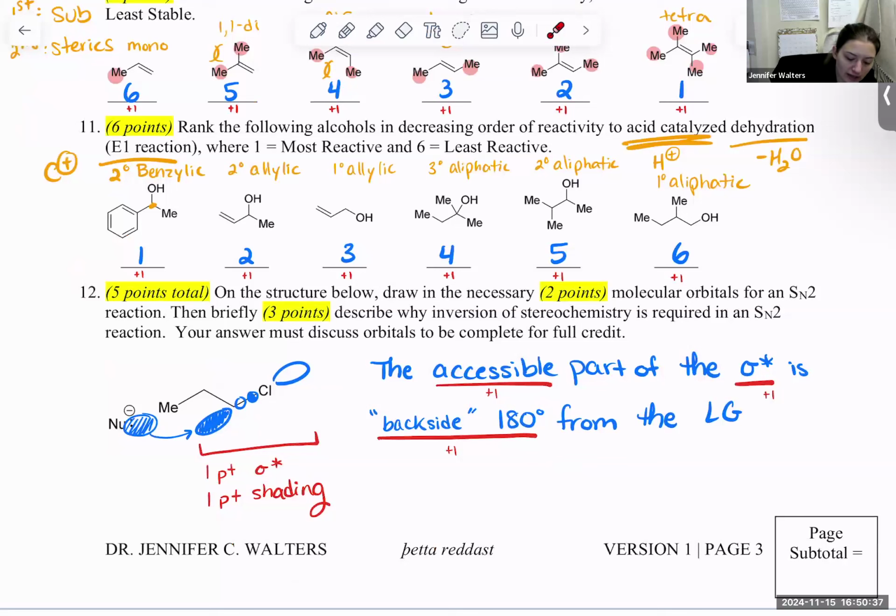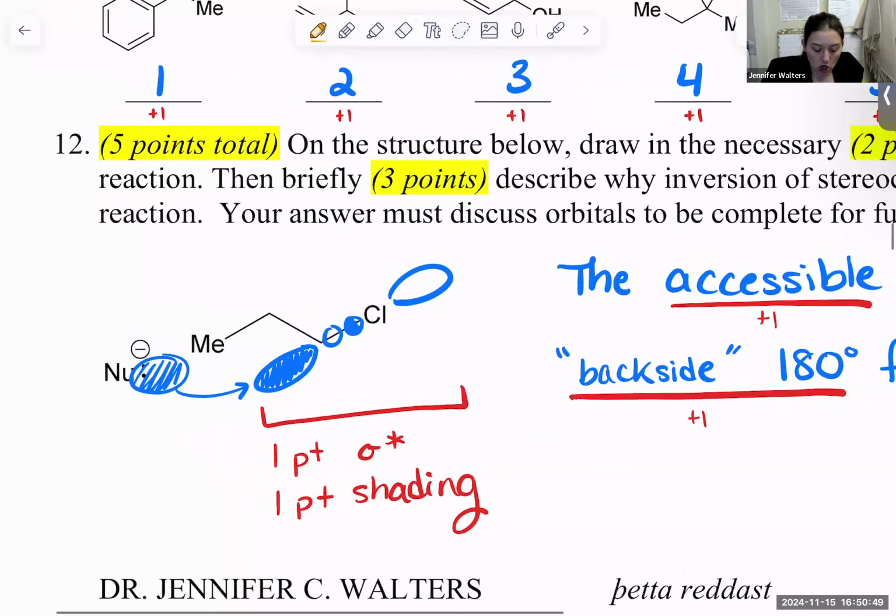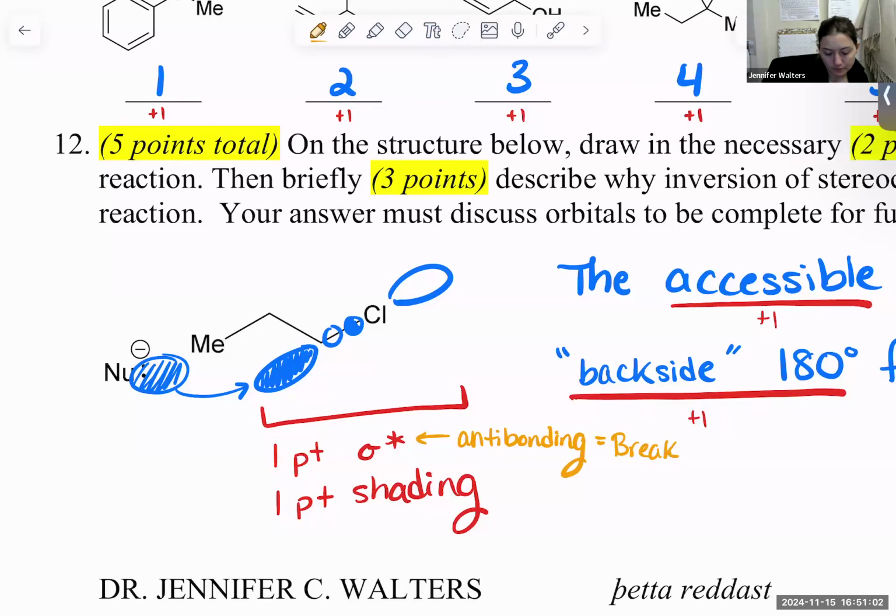On the structure below, draw in our necessary molecular orbitals for an SN2 reaction and then briefly describe what's going on. Okay. So for number 12, we need to be able to access the sigma star so that I can break my carbon leaving group bond. Remember that the anti-bonding orbital is what is necessary to break bonds. So I just need you to draw in that sigma star.